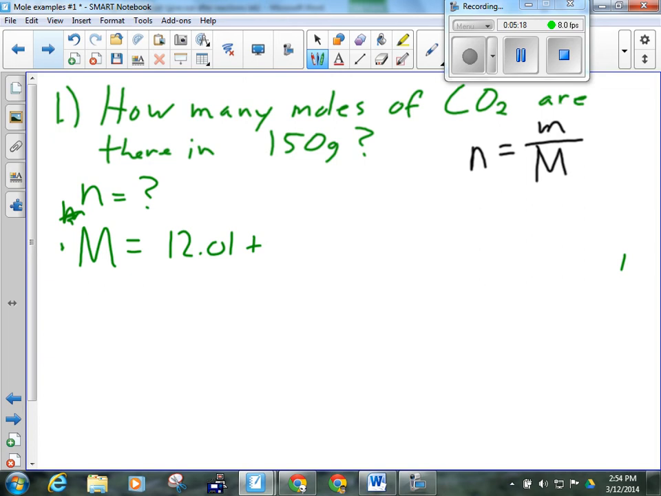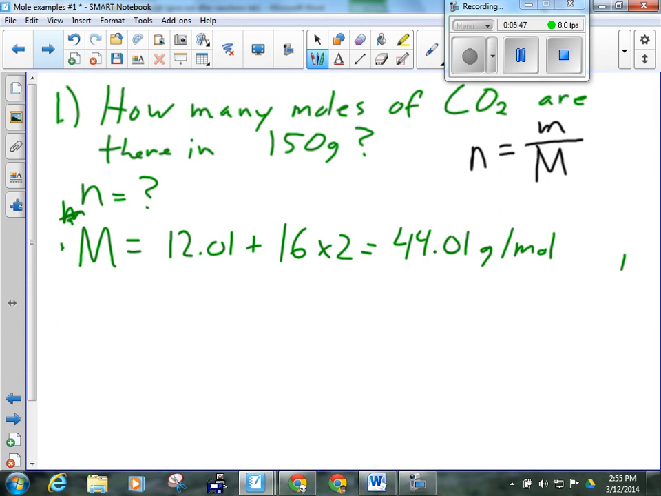Right, 2. So I have to take the mass of 1 mole of oxygen, which is 16, and add that to this. That will give me the molar mass. I just put in the numbers and multiply them by however much there is in the compound. 1 carbon, 2 oxygens. So we get 12.01 plus 32, which gives us 44.01 grams per mole. So now I have big M.